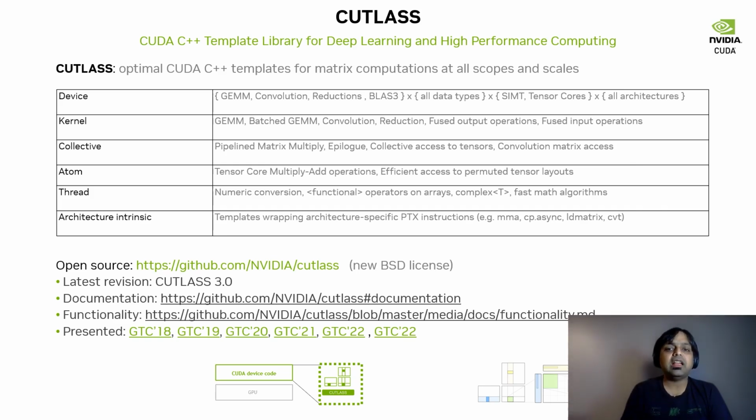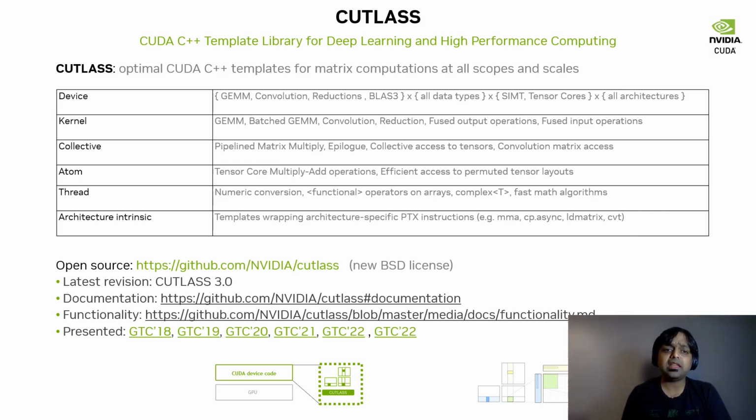Namely, we start off at the device level at the top, which is host facing and implements algorithms like GEMMs, convolutions, and BLAS, which is composed of the kernel level, collective level, which in turn uses the atoms, which is composed of finally the architecture intrinsics. We will revisit this hierarchy later.